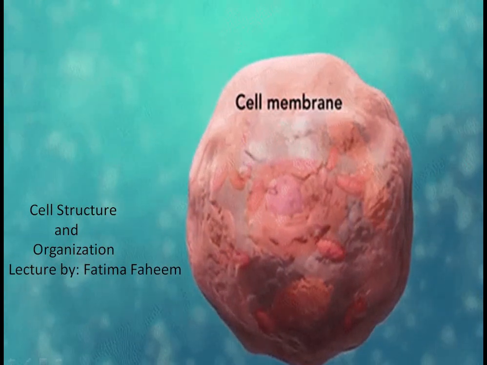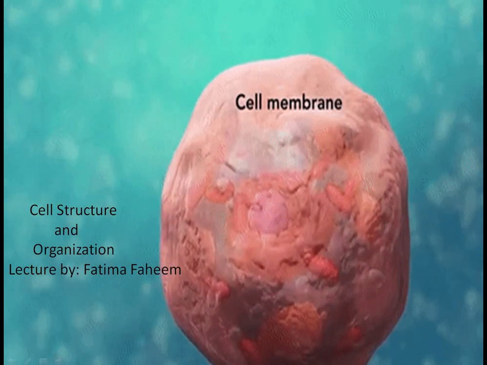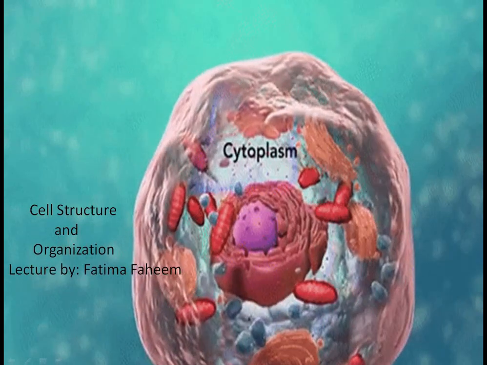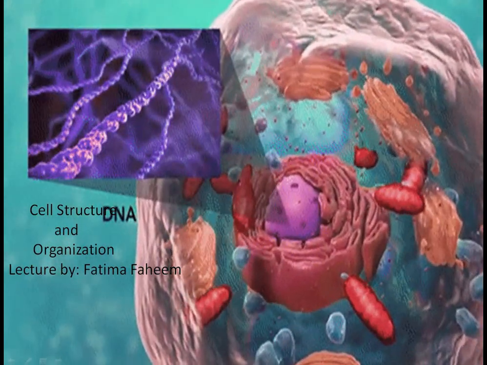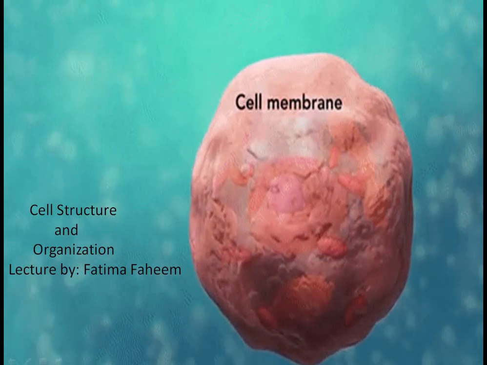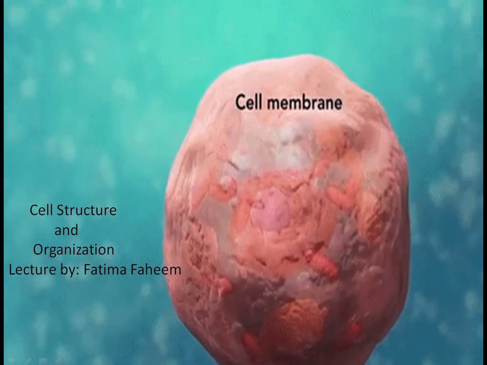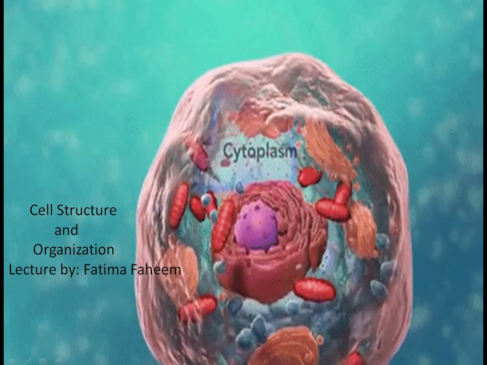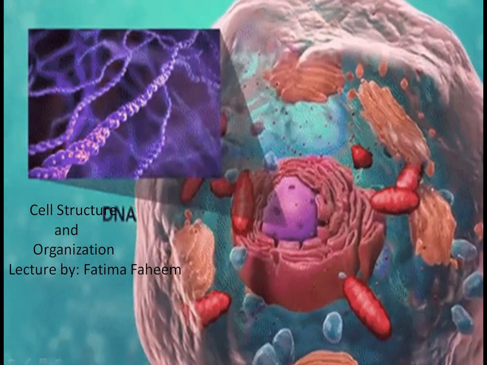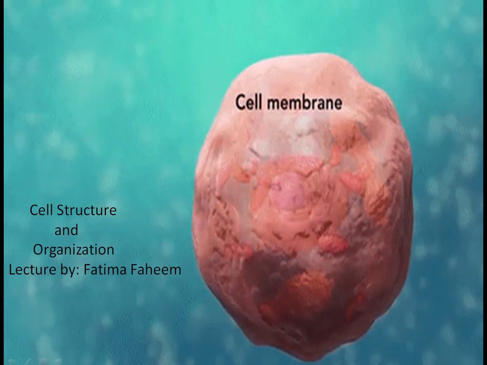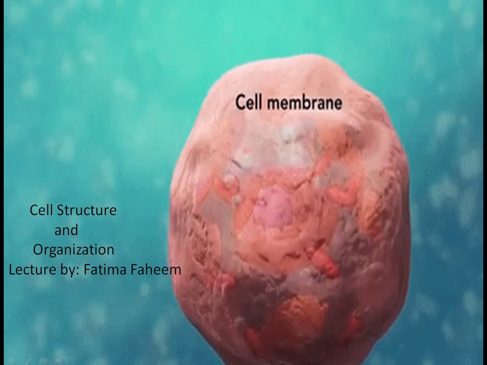Okay, students, let's get on with chapter number 1, cell structure and organization. This chapter is all about cells, how they are differentiated, how many types there are, what structures are present in the cell, and what they do. I hope you have gone through the detailed contents of this chapter that I provided you with. So formally we are starting this chapter today.